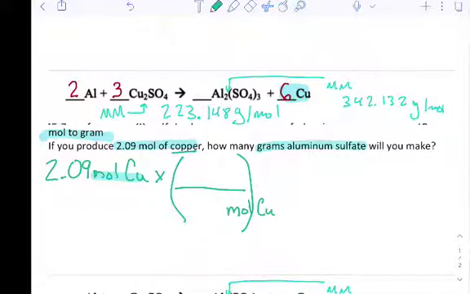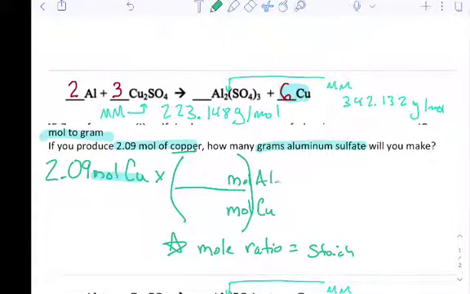Now, unlike a gram to mole problem where I'm starting in grams, which means I have to get to the mole in order to use the mole ratio, for a mole problem I'm already in moles, which means my very first step can be stoichiometry. So the very first thing I can do is my mole ratio, which is what stoich is, and that allows me to convert to the new compound that the question is asking me about.